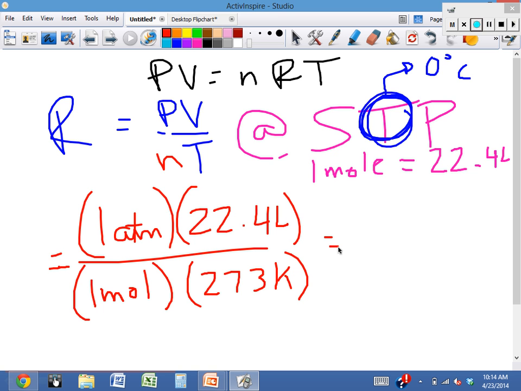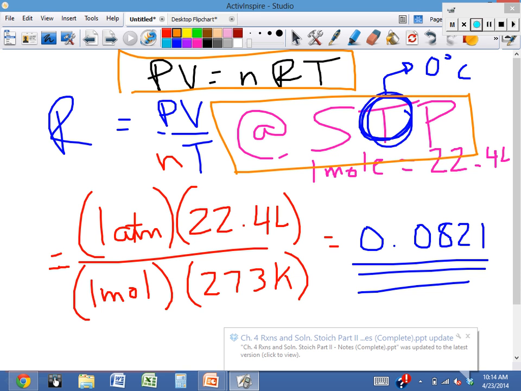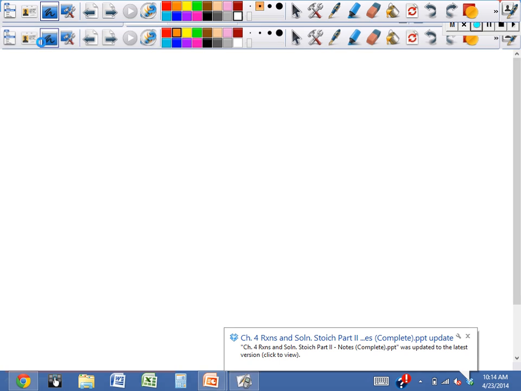I need you to take those numbers and plug them in and divide. So do 22.4 divided by 273, and I will guarantee you that the number you come up with is 0.0821. So this is where the 0.0821 comes from. It's basically a rearrangement of your ideal gas law, PV = nRT, solving for the variable R when you are at STP. All right, so that's where the numerical value comes from, and I did want to show you that. All right, so moving on.